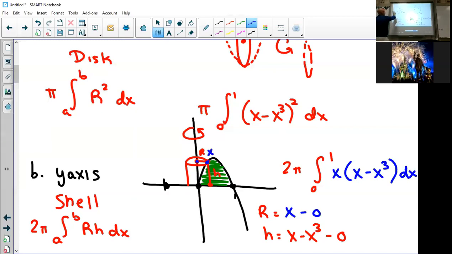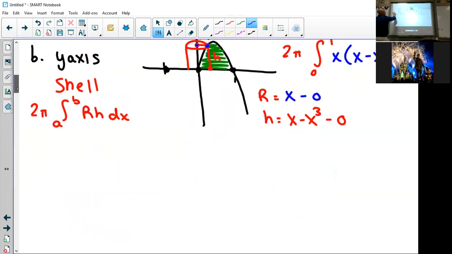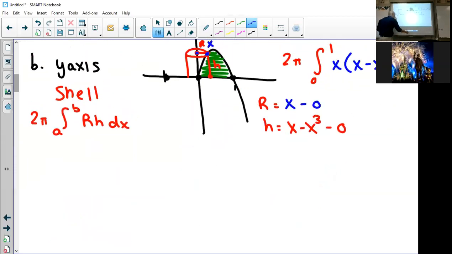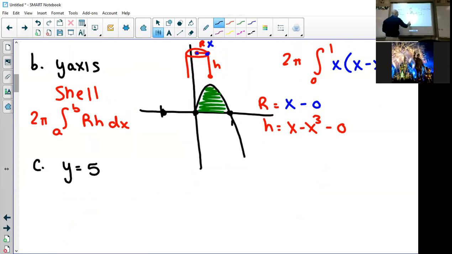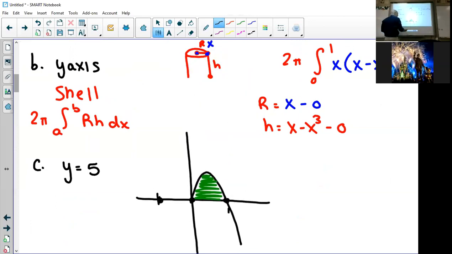Okay, let's try another one. Using that same picture, now we're going to take it about y equals 5. Let's bring down our picture here. y equals 5 is somewhere up here, and we're going to take it about this line. It's horizontal, but notice there's all this space in between the axis and our shaded region. So we are going to use washer because of that.